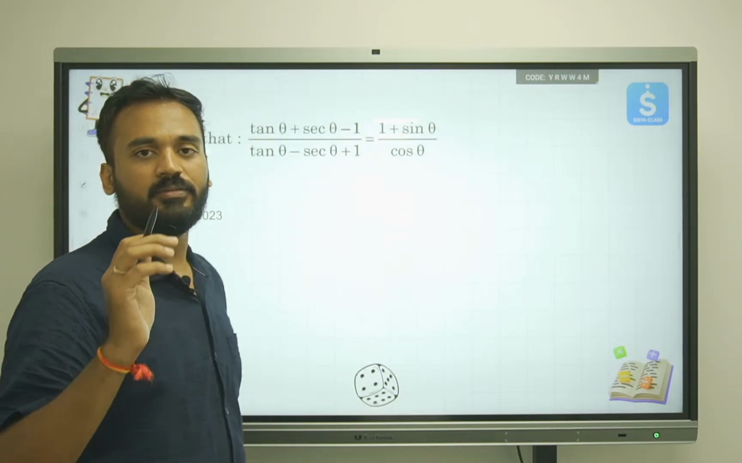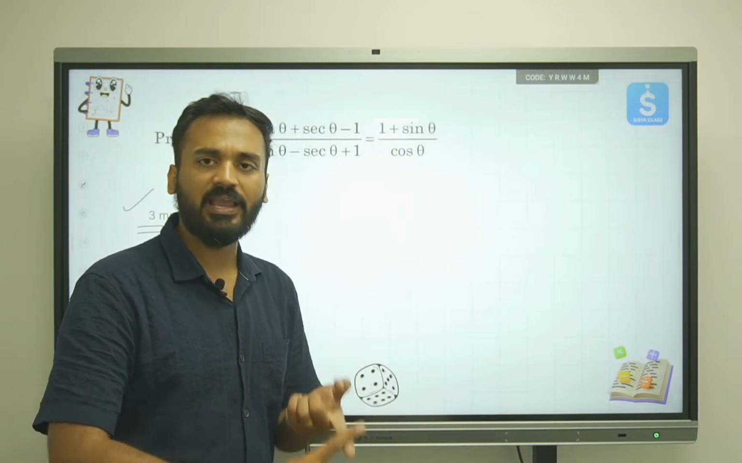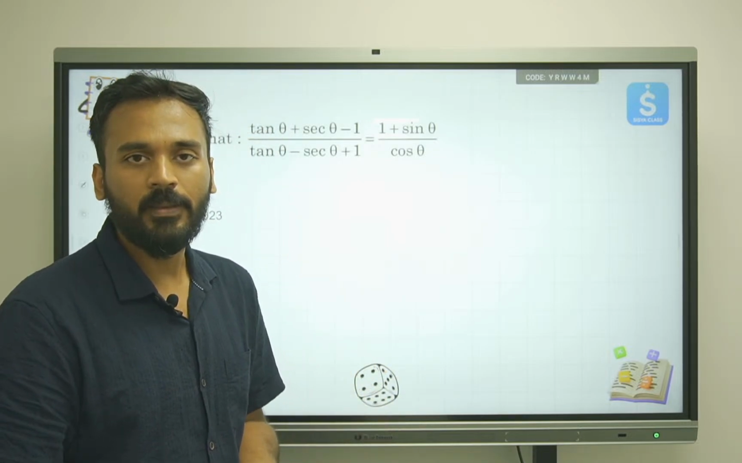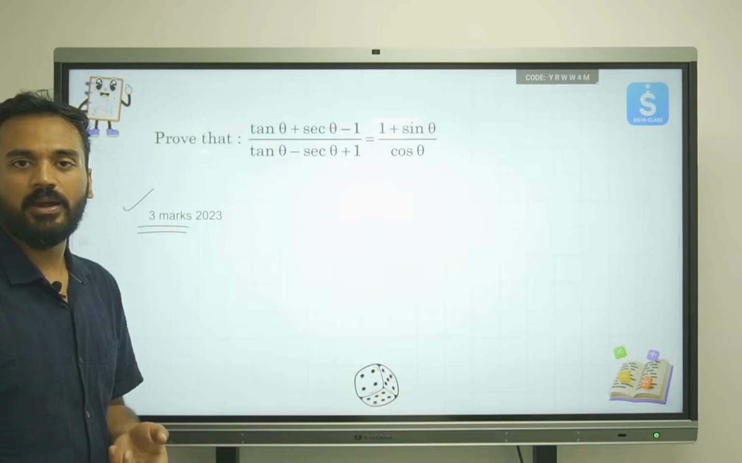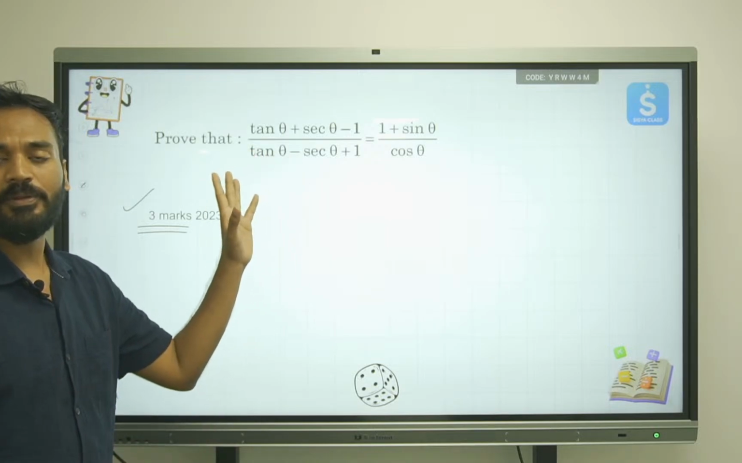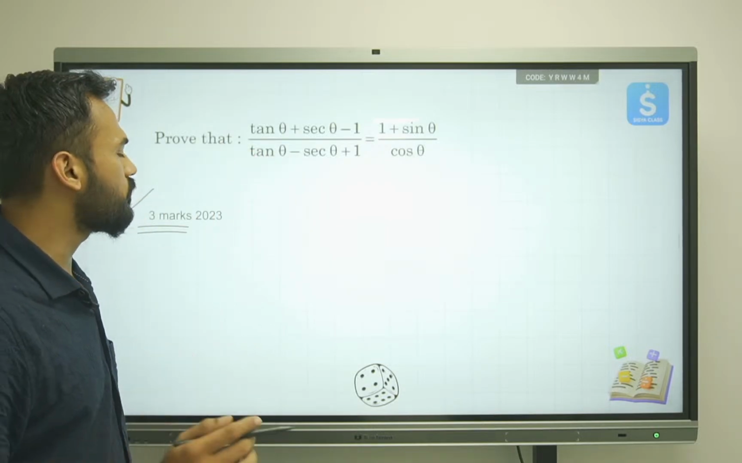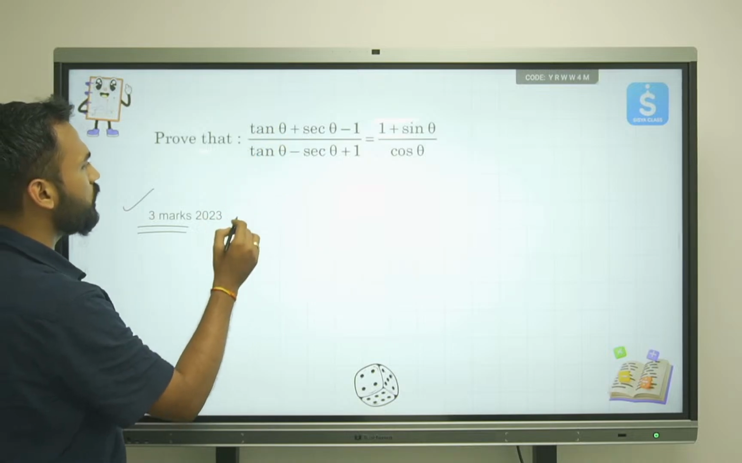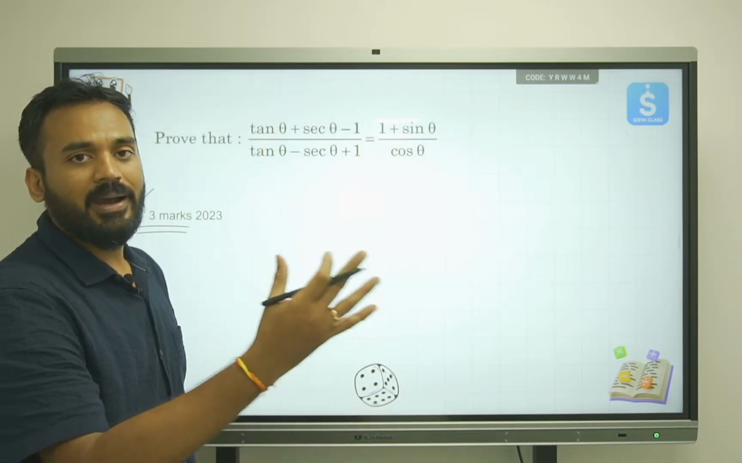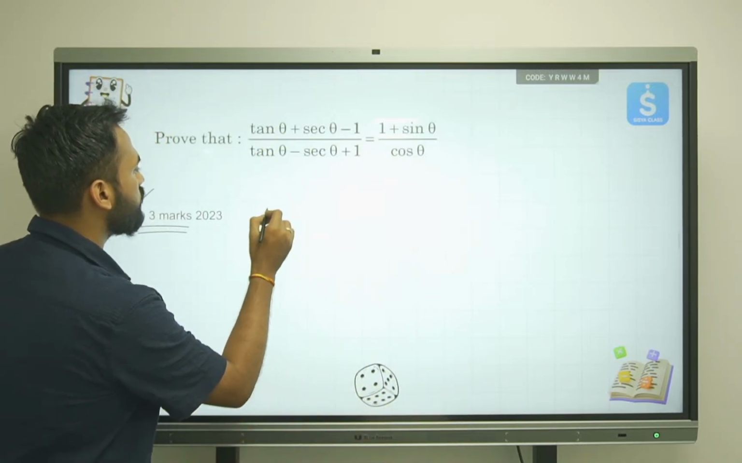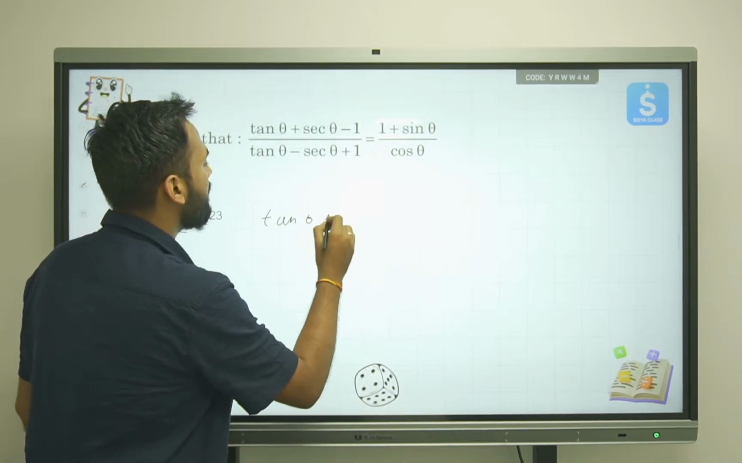You will be aware of these three trigonometric identities. One is sine square theta plus cos square theta equal to 1. The other is secant square theta minus tan square theta equal to 1. That one we will be using. The other one is cosecant square theta minus cot square theta equal to 1. So I'll be using over here secant square theta minus tan square theta equal to 1. Let's use that.